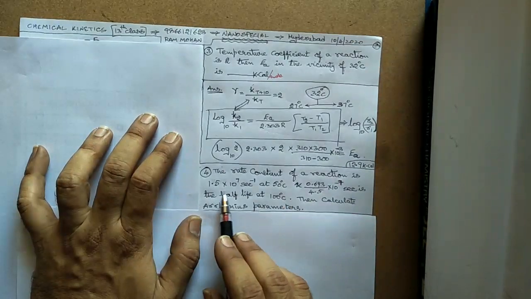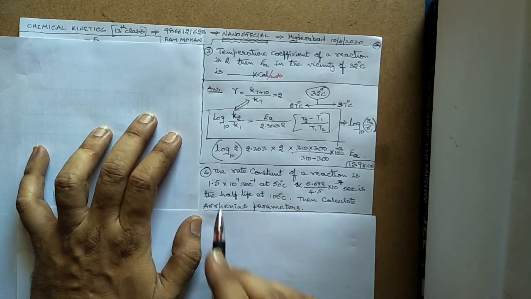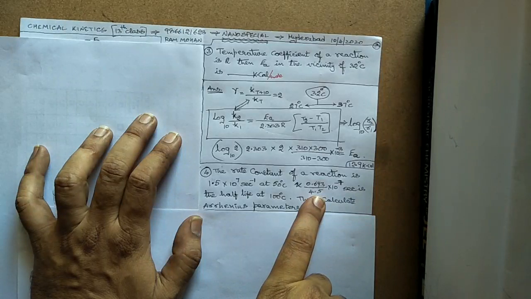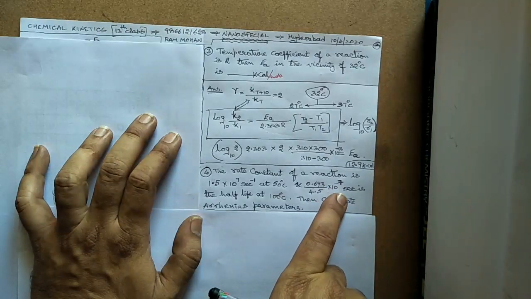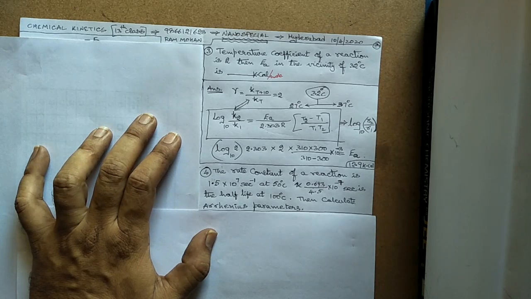The rate constant of a reaction is 1.5 into 10 power 7 per second at 50 degrees Celsius, and 0.693 divided by 4.5 into 10 power minus 7 second is the half-life at 100 degrees Celsius. Calculate Arrhenius parameters.